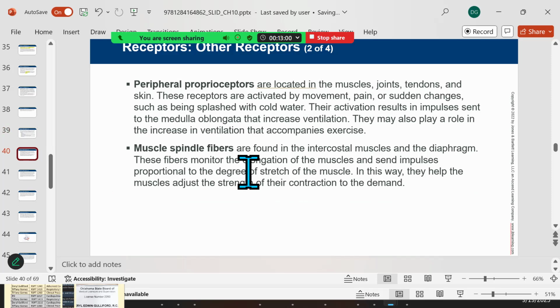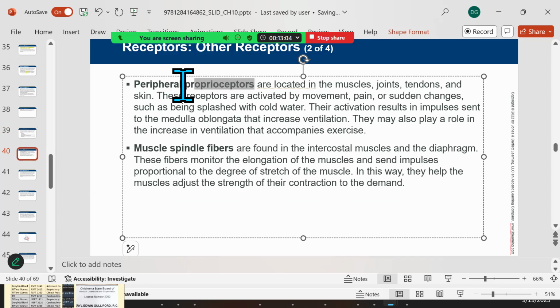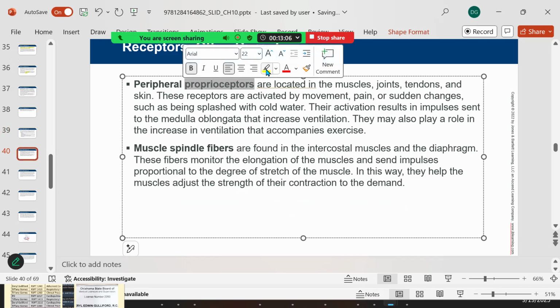Peripheral proprioceptors. This is interesting. What these proprioceptors do is notice increased movement, like when you start to run. When you start to run, your breathing increases quicker than your need for ventilation increases. So just the movement is telling your central nervous system and then your lungs that more ventilation is needed. Pretty interesting. Proprioceptors notice your movement and adjust your breathing.